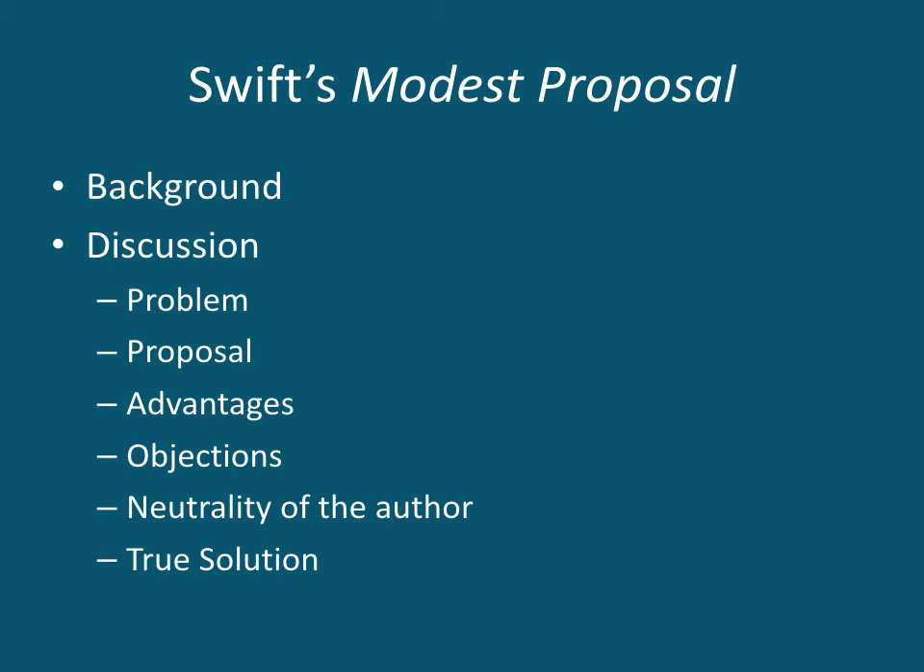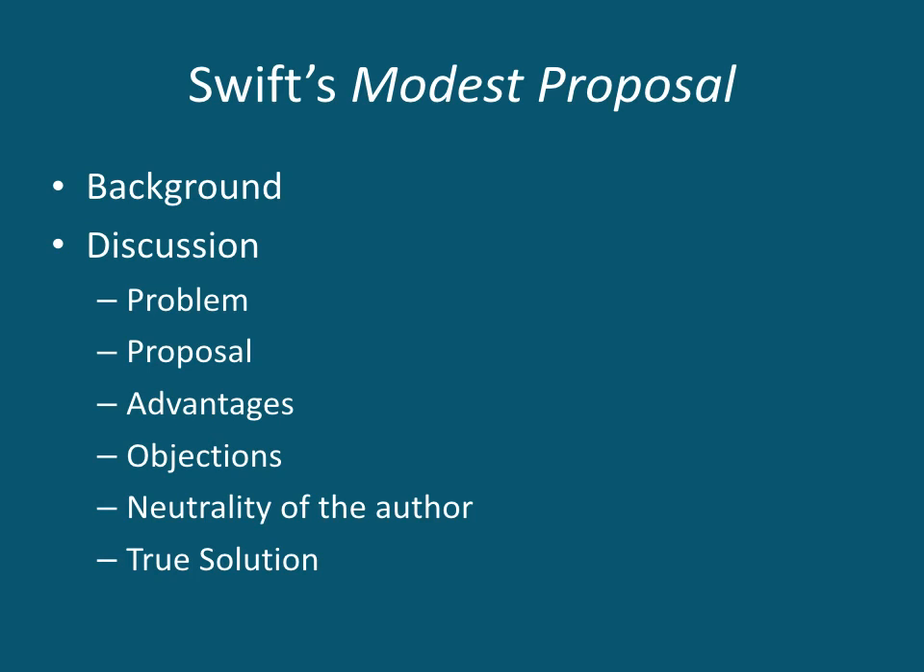If Swift doesn't actually think that the Irish should eat their own children or sell them to the English to eat, what does he think they should do about poverty? And this is his true solution. He admonishes and explains that the poor need to get up and work, the middle class need to be more supportive, and the rich should stop being so greedy and stop taking advantage of the poor.